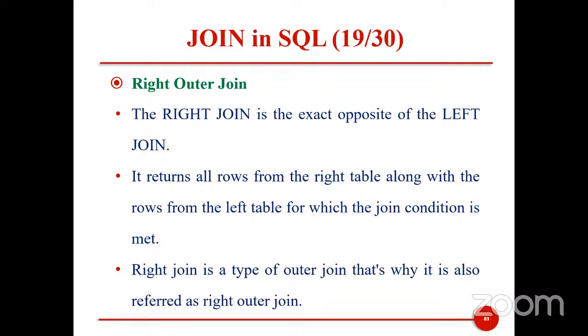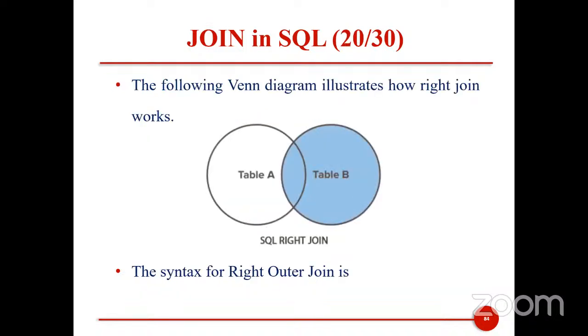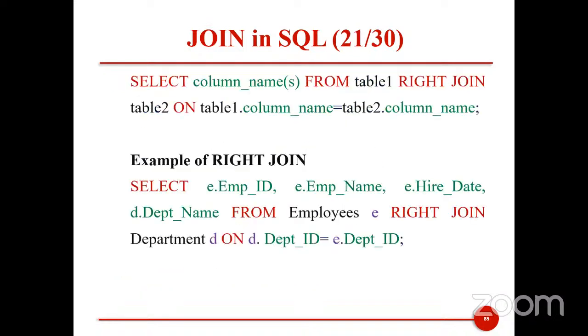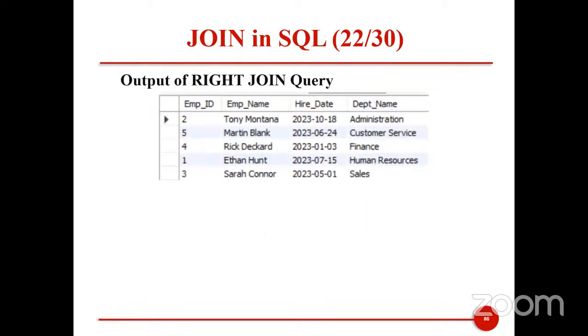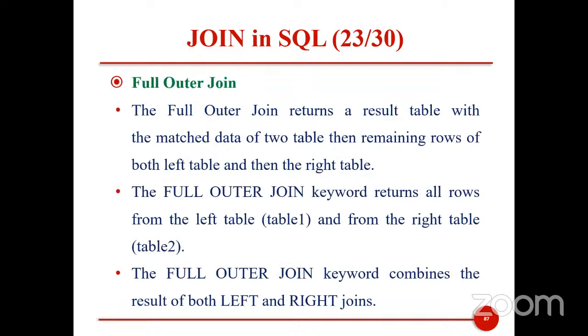It returns all the rows from the right table along with the rows from the left table for which the join condition is met. Right join is a type of outer join. That's why it is also referred to as right outer join. As we said, the syntax is just like the other one. Instead of putting left join, this time you are going to put right join on table 1 dot this and table 2 dot this. The simplest example we have also there. Then we have full outer join.